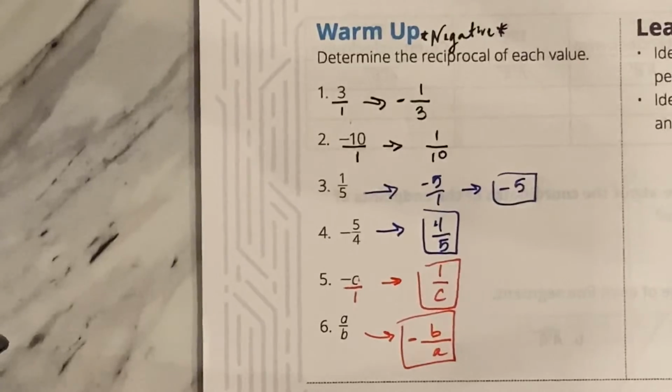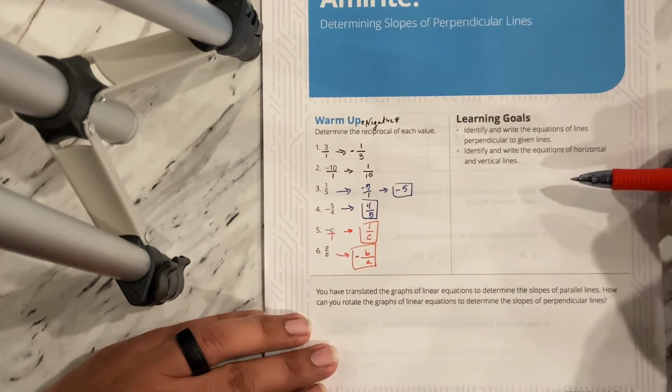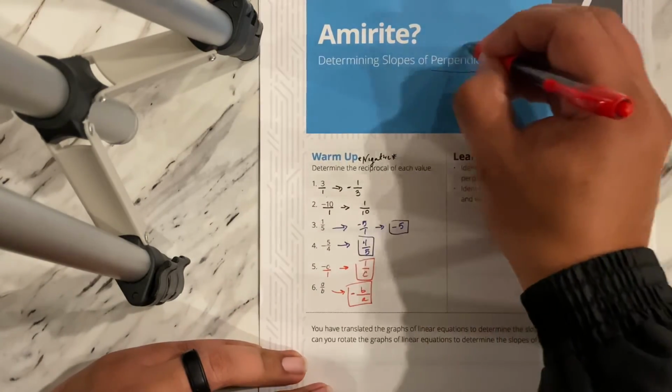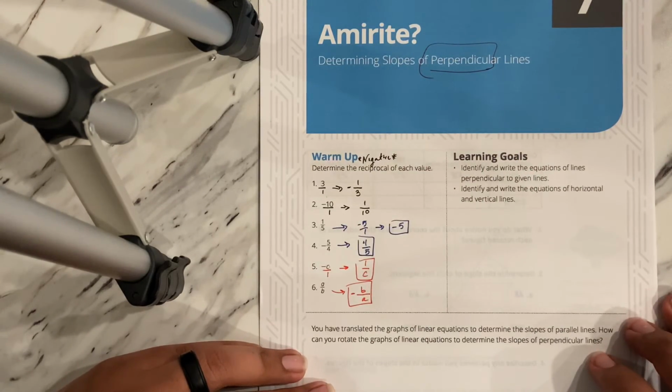Please resume, pause, do whatever you got to do to make sure you understand it. Read the learning goals for yourselves. It's going to be a nice thing. Keyword today is perpendicular. I will post this in my folder whenever I post these videos.